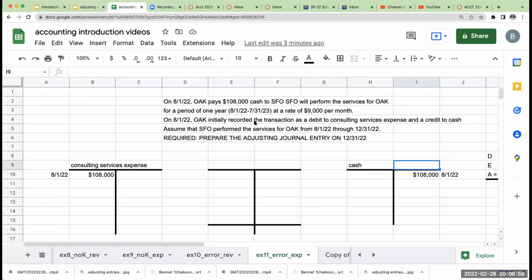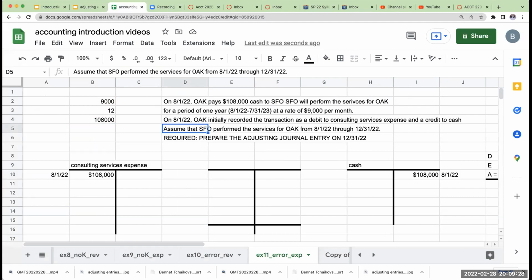So let's go over here and take a look at our example. On August 1st, 2022, Oakland pays $108,000 cash to SFO. SFO is going to perform the services for Oakland for a period of 1 year at a rate of $9,000 per month. If I take 9,000, multiply it by 12, 108,000, that's where that's coming from. On August 1st, Oakland originally recorded the transaction as a debit to consulting services expense and a credit to cash.